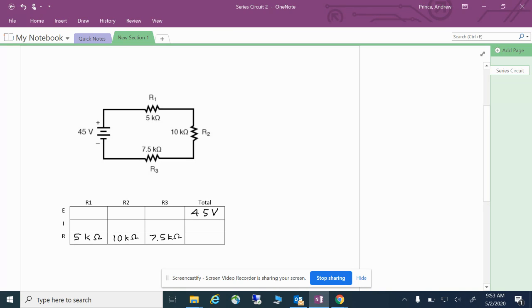Again, these are all going to be additive. The resistance in a series circuit, the voltage drops, both of those are additive, so we can use that to our advantage here. So we're just going to go ahead and add up. So 5 plus 10 plus 7.5. Go ahead and punch that in. We got 22.5 kiloohms.